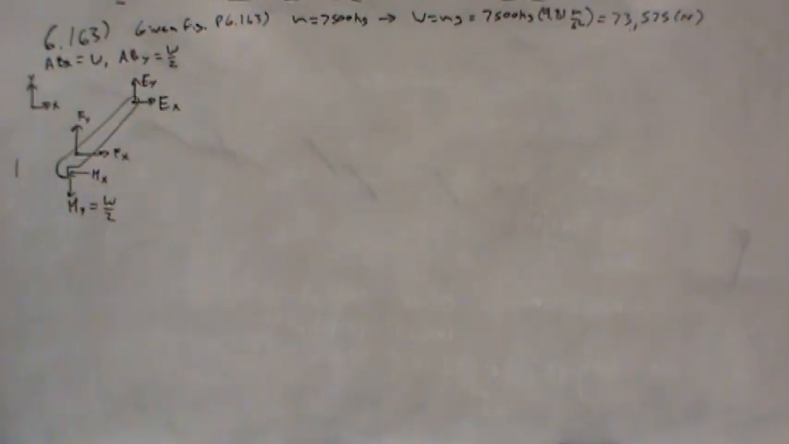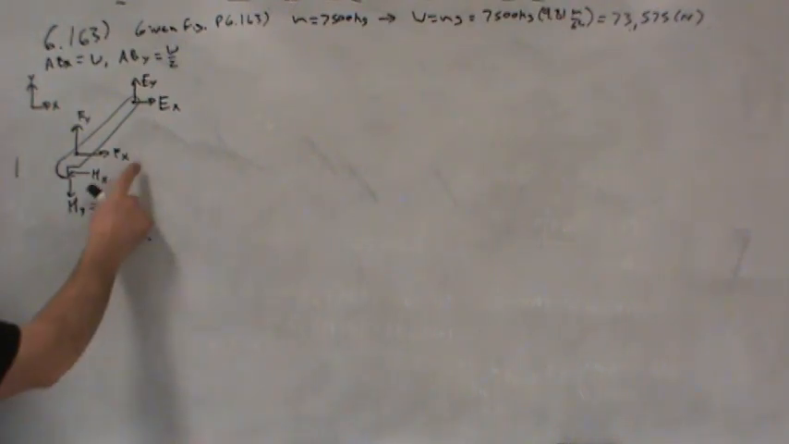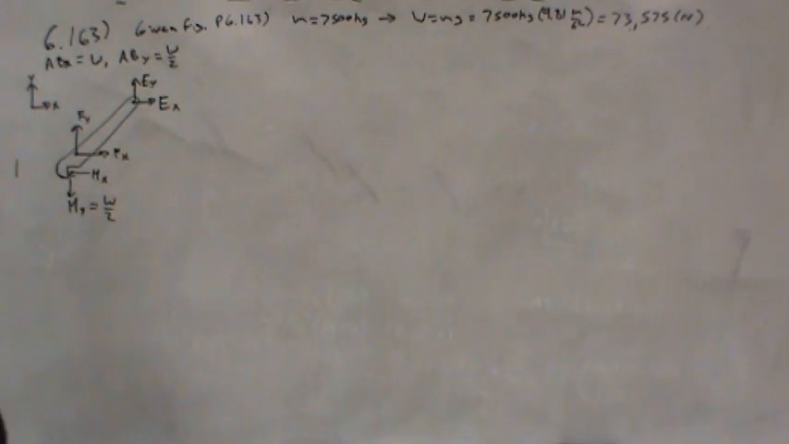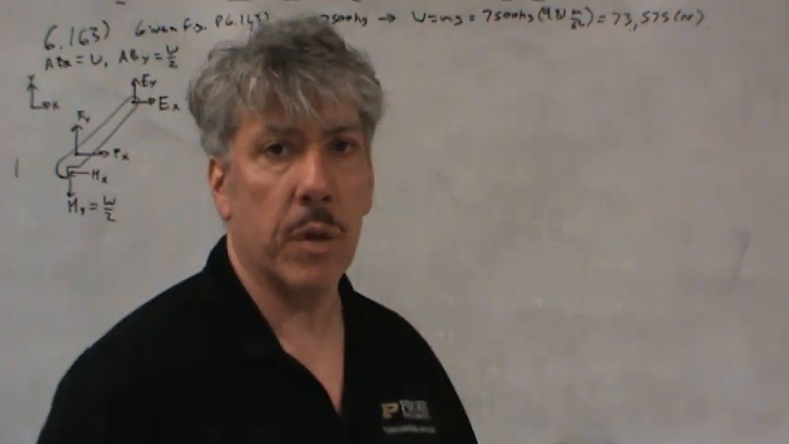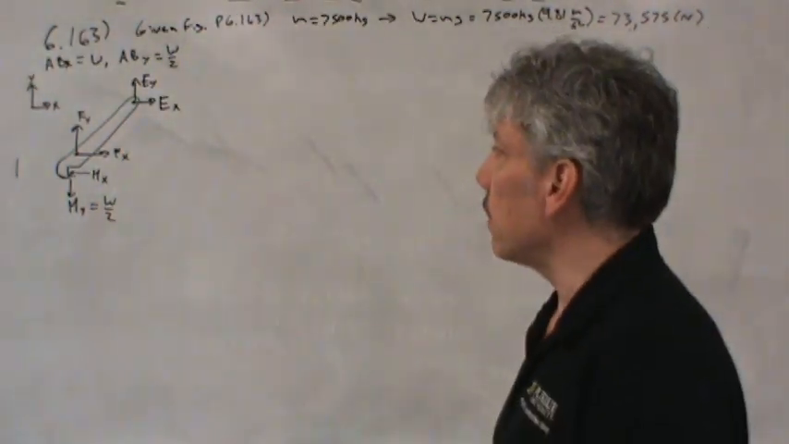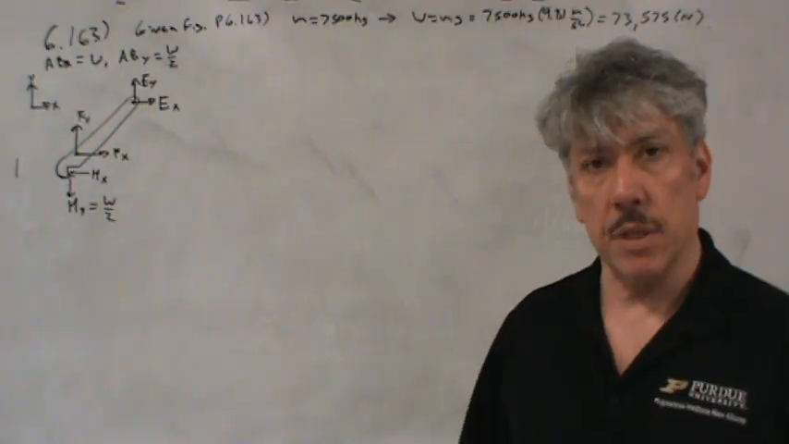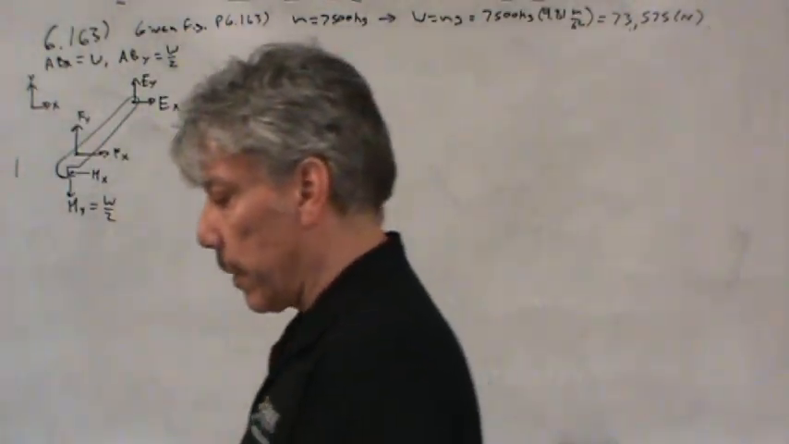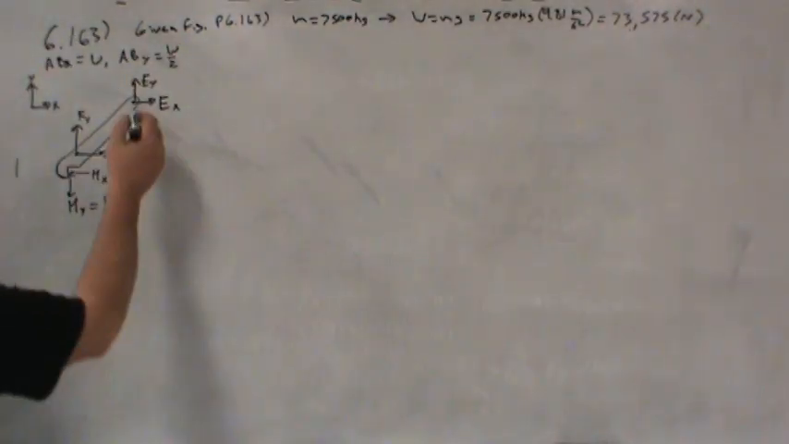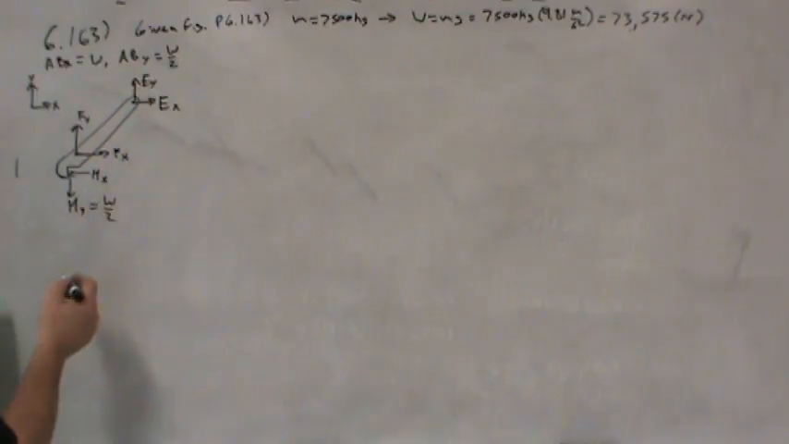But how hard is this arm pulling on the plate or pushing on the side? Well, I count 1, 2, 3, 4, 5 unknowns. I've only got 3 equations for this body. That's it, 3 equations. How am I going to solve this? Well, I won't, not with just this free body diagram. Let's draw another free body diagram. Let's draw the arm that connects here at E.